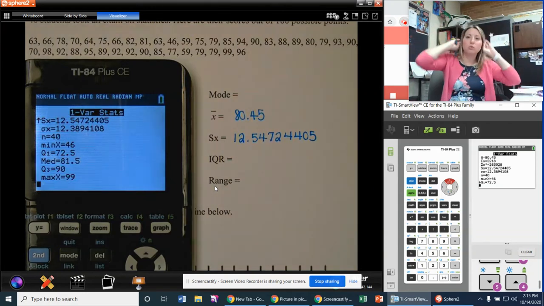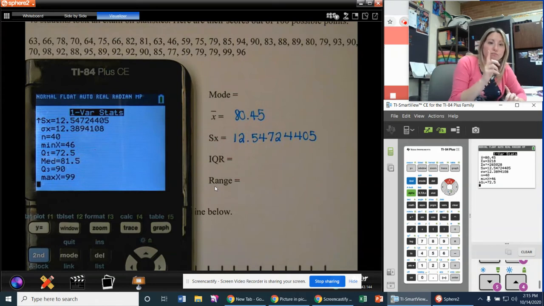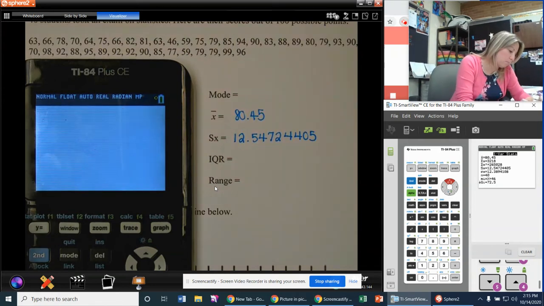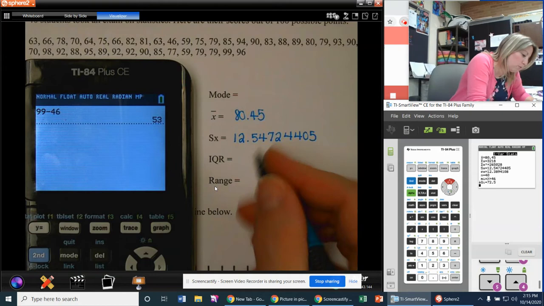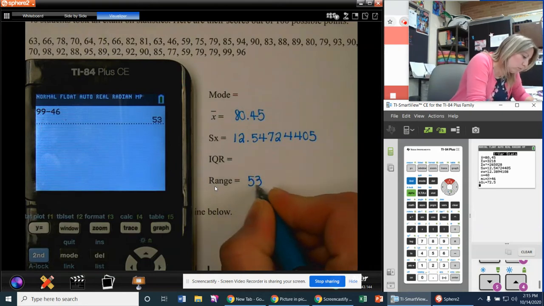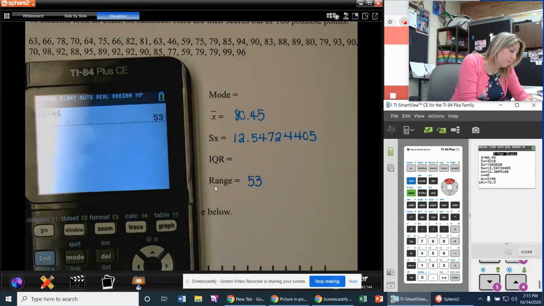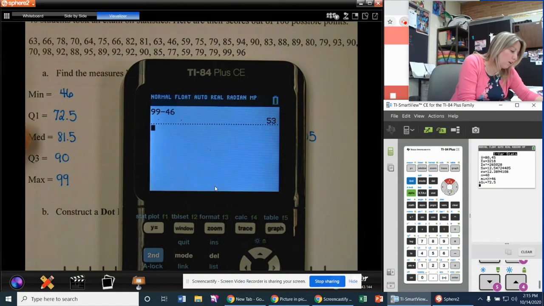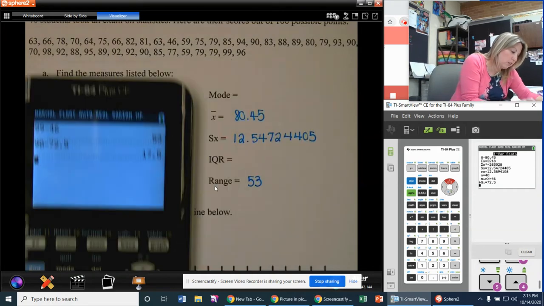So let's start with those. Okay, the range is 99 to 46, the maximum minus the minimum. 99 minus 46 is 53. The IQR is the Q3 minus the Q1, so 90 minus 72.5, and you get 17.5. Good.